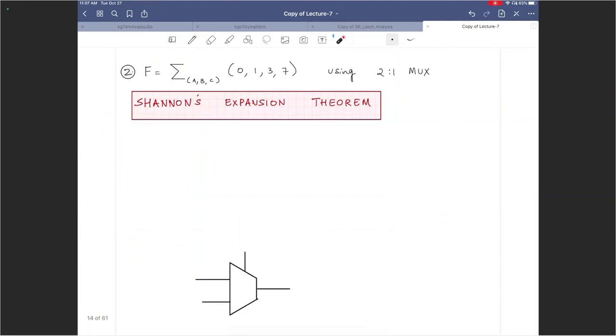All right, let's come back to this example here. Synthesize the same function as before, but in this case, use a 2:1 mux. So what we are going to do here is use Shannon's expansion theorem. The first step is to explicitly write out the canonical sum of product expression. So what is going to be the canonical sum of product expression for f?